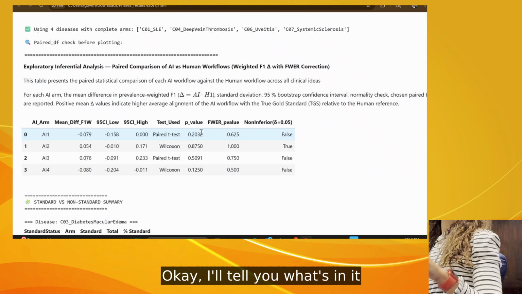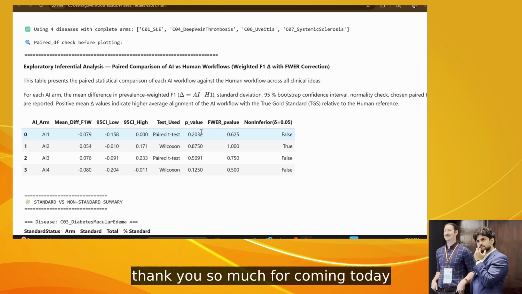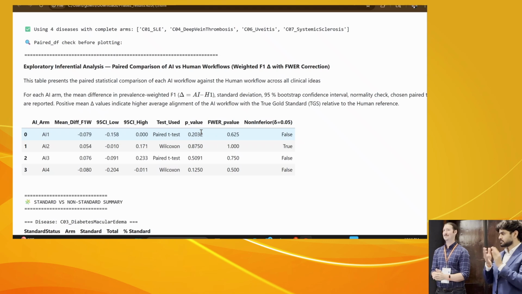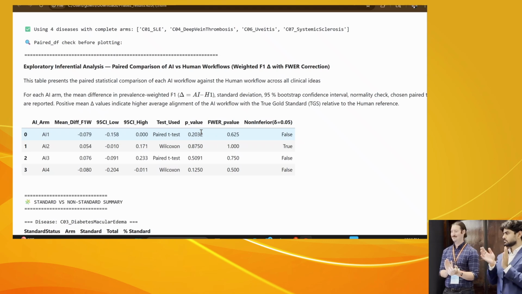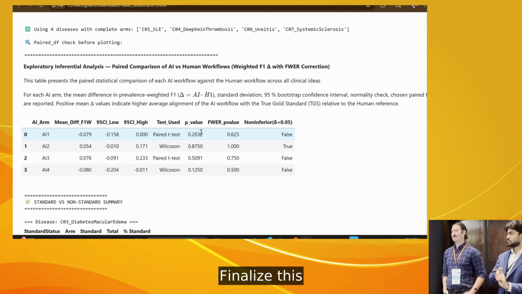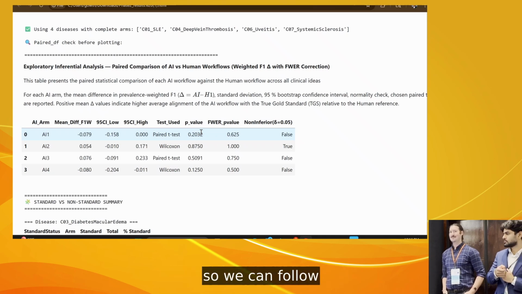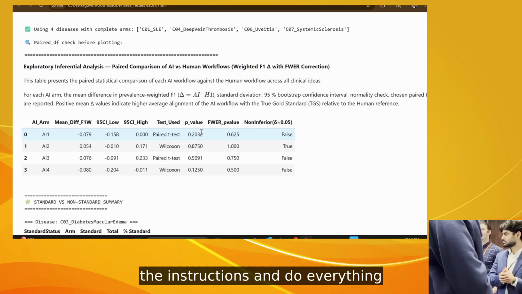Okay, I'll tell you what the next steps are. First, again, thank you so much for coming today. This has been amazing. Next, we're going to finalize the results and make sure there are no bugs. We have all the raw data, so we can quality check everything.